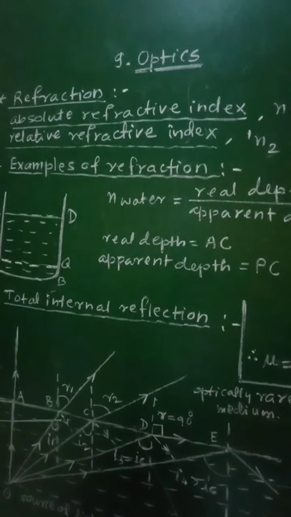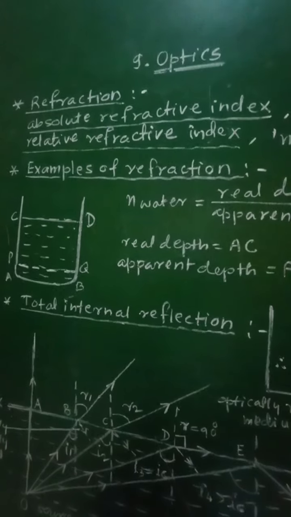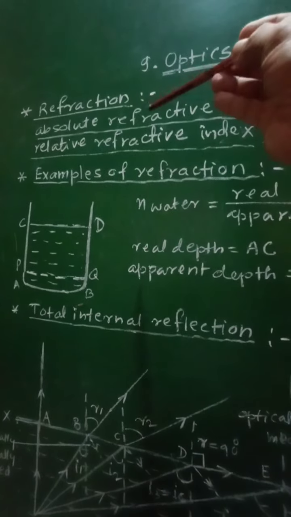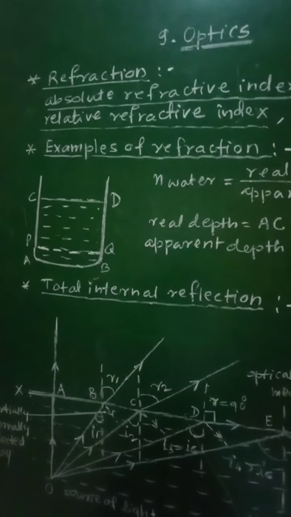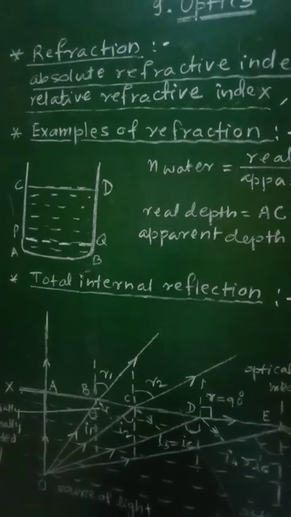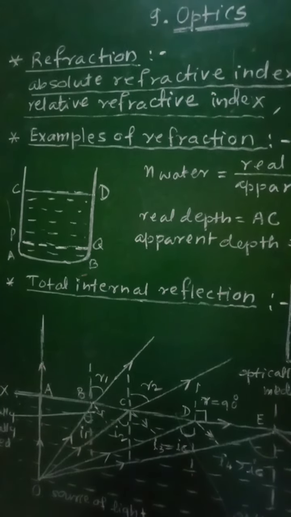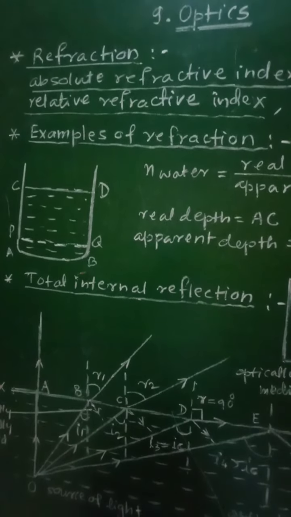Class 11th, subject physics, 9th chapter optics. From this chapter, let us see what is refraction of light. The change in direction of ray of light when it passes from one transparent medium to another transparent medium is called the refraction of light.